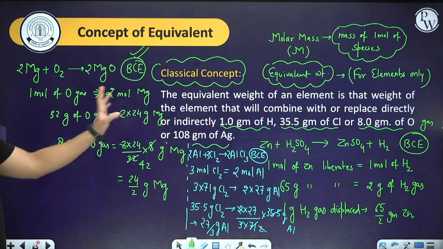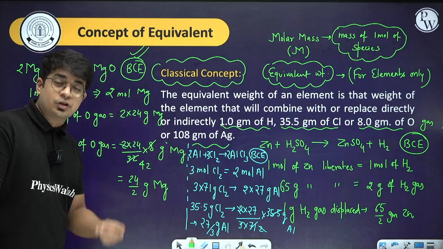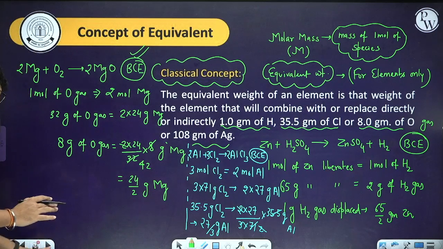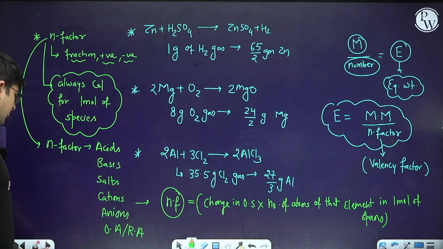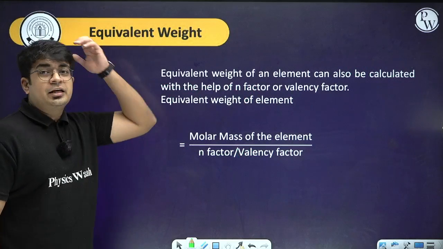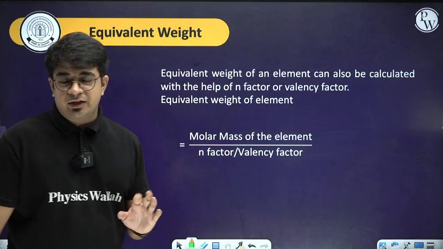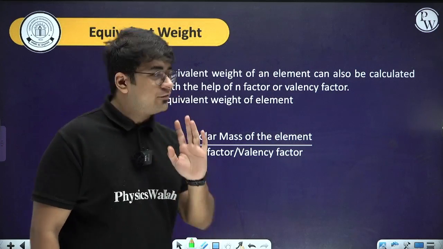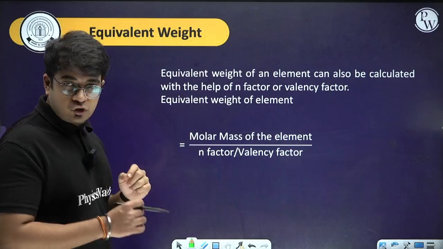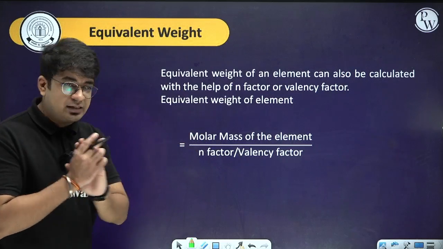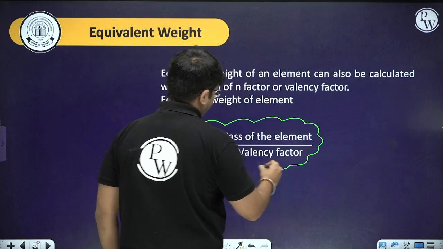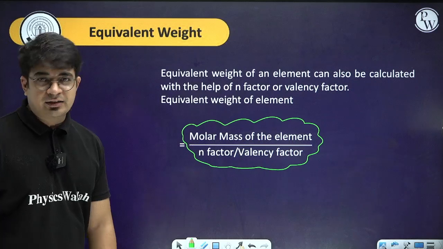That is the basic idea about the equivalents, the origin of equivalents, as well as the idea about the n factor. I hope this portion is clear. Now, if I talk about the equivalent weight, then I can simply define equivalent weight for any type of species, that is the molar mass of that species divided by a specific number which is known as n factor. So equivalent weight of an element can also be calculated with the help of the n factor or valency factor, that is molar mass of that particular element divided by its n factor or valency factor.